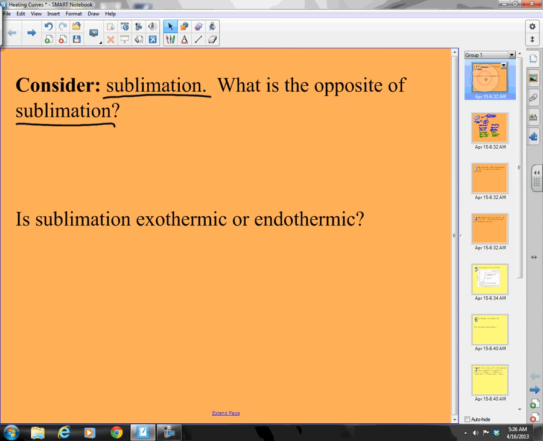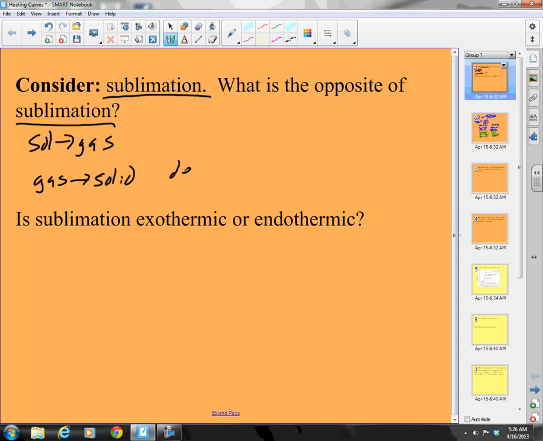Do we have enough to answer our question? All right, sublimation. What is the opposite of sublimation? Well, sublimation is going from a solid to a gas. So what's the opposite of that? Gas going to a solid, and we call that deposition. Okay, is sublimation exothermic or endothermic?